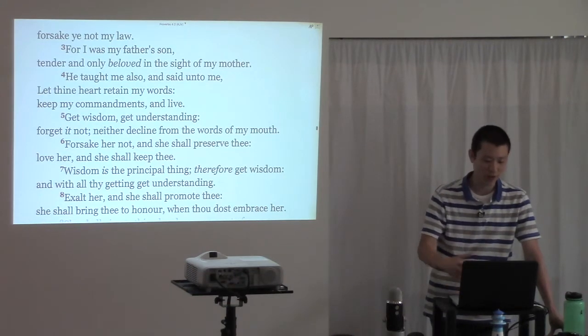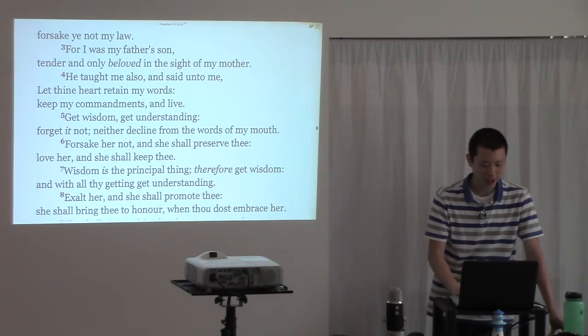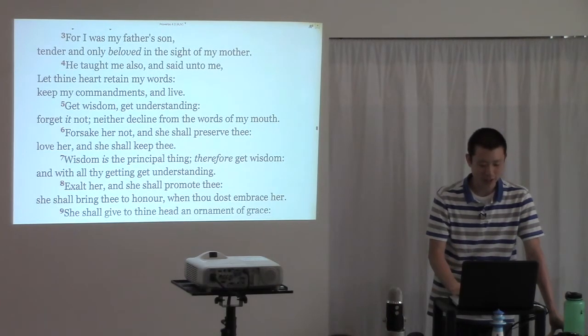So you can see here it's talking about wisdom, the law, keeping God's commandments. Forsake her not, and she shall preserve thee. Love her and she shall keep thee.